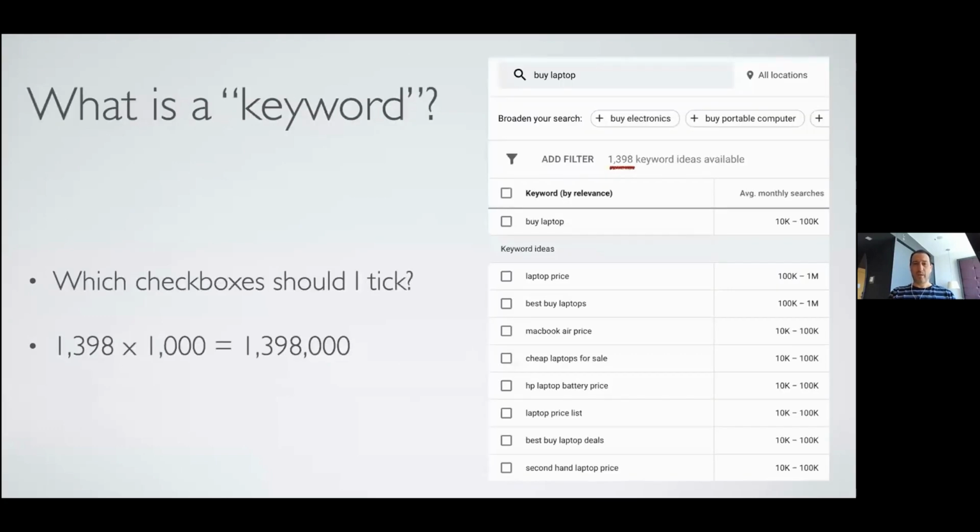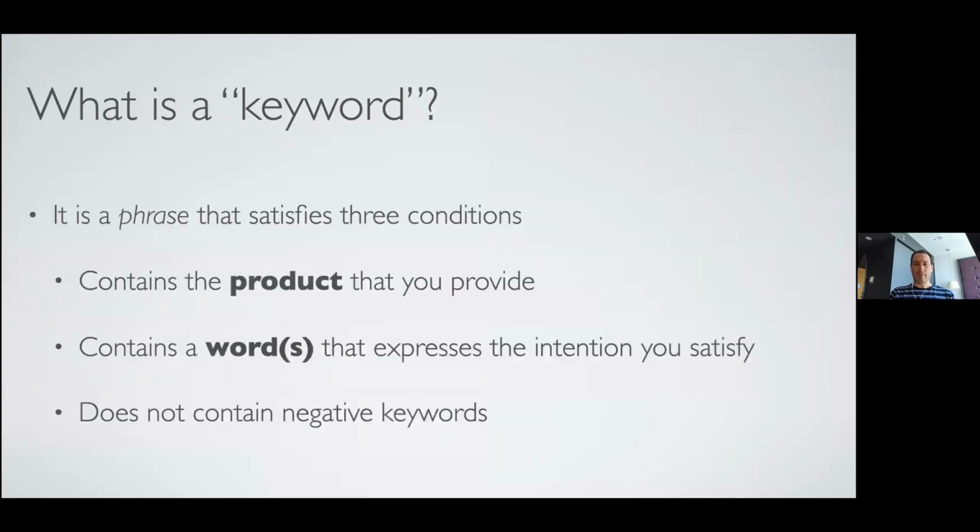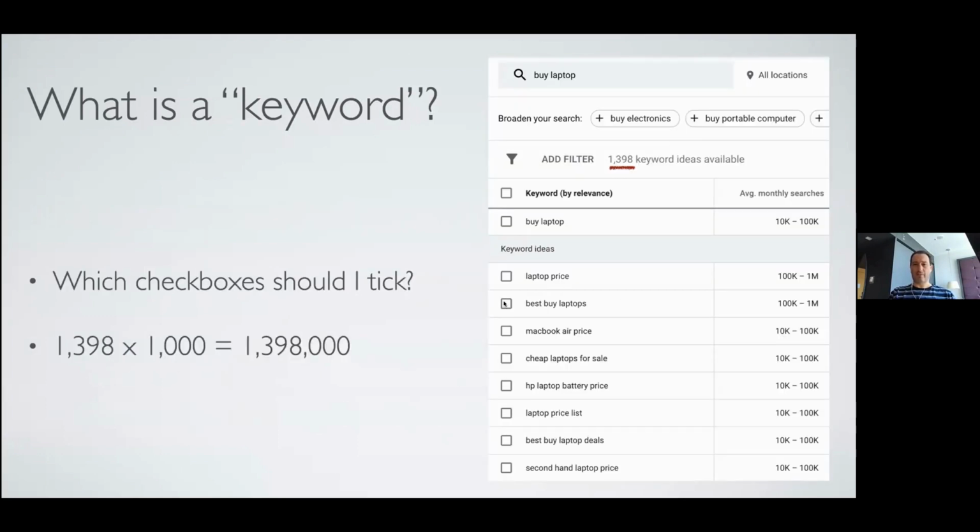Okay, so I'm sure you've seen this interface. And I'm sure you look at this number, and if you have 1,000 products and this has 1,400 keywords, you're going to look at 1.4 million keywords to select from. Not fun. So the question is, when do we click this checkbox? When do we select something? What qualifies as a keyword?